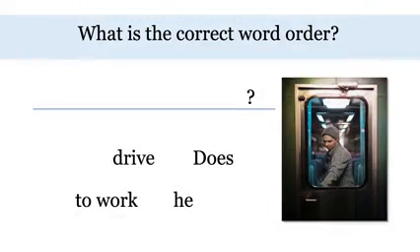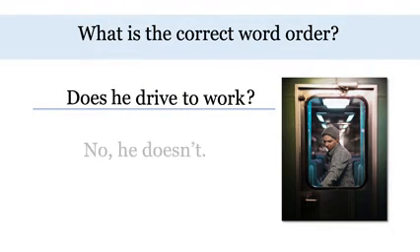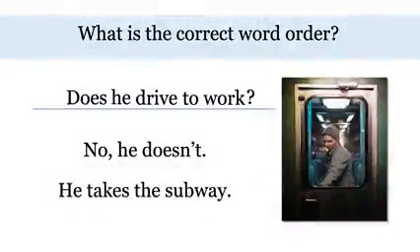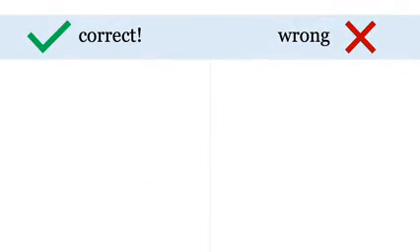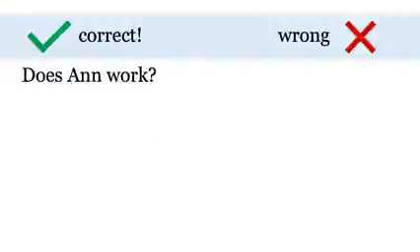What is the correct word order for the question? Does he drive to work? Does he drive to work? No, he doesn't. He takes the subway. Okay, let's see what you understand. Look at the sentence. Does Anne work? Think. Is this correct question form? Does Anne work? Yes, that's correct.